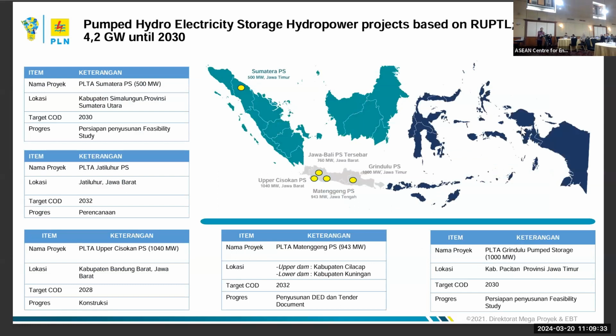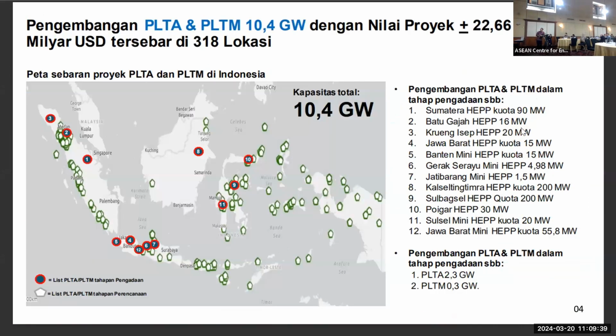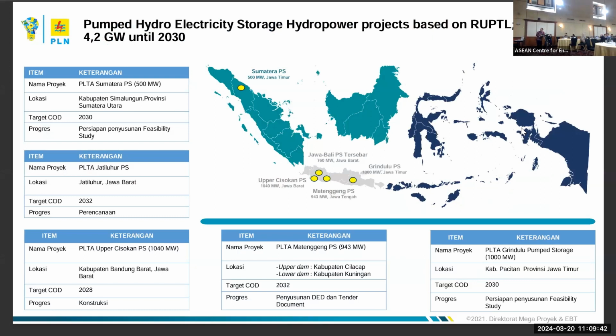Okay, this is the pumped hydro energy storage project in Indonesia, based on our planning until 2030. It consists of 5 locations. One location in Sumatra, 500 megawatt, and 4 locations in Java Island: Jatiluhur, Upper Kisokan, Matenggeng, and Girindulu in East Java.